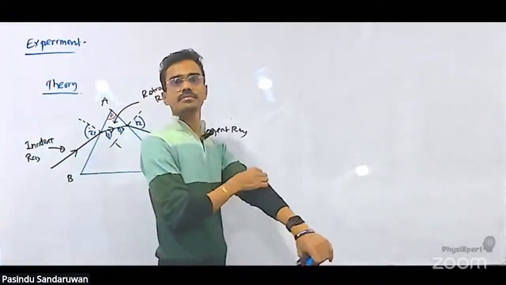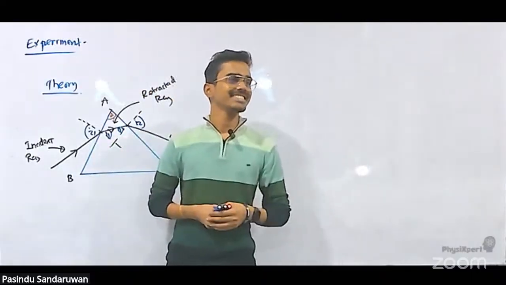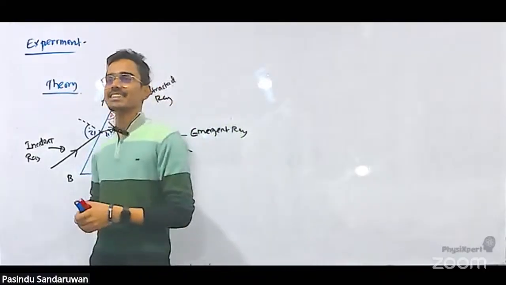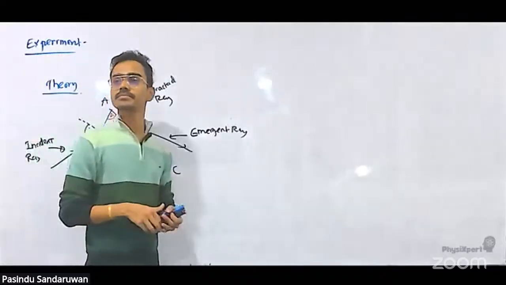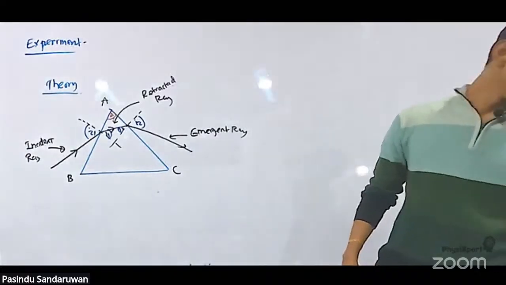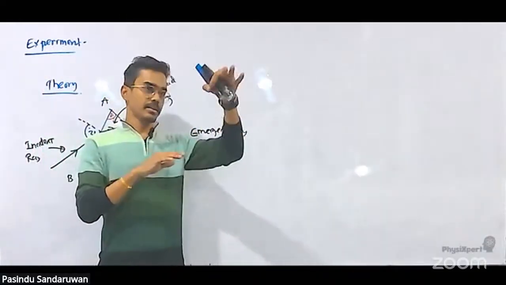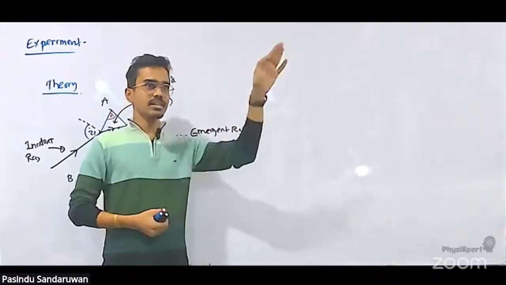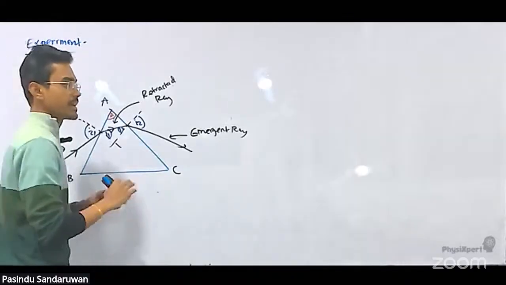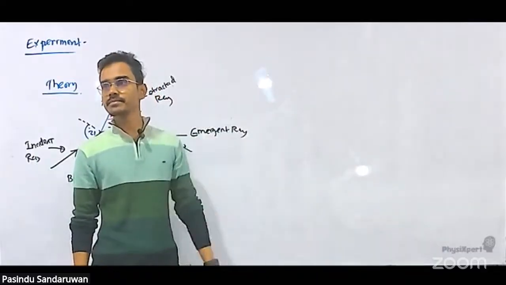What is deviation? Deviation is the angle between the final and original directions of the light ray. It doesn't matter how many refractions take place in between, from the first to the last. This is the angle of deviation.